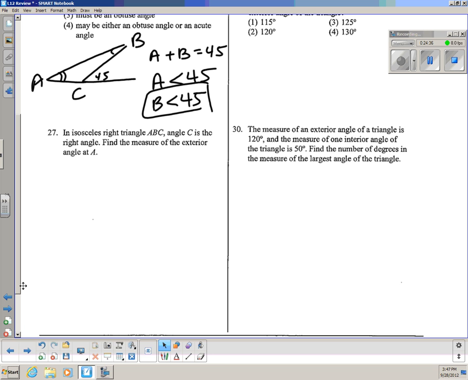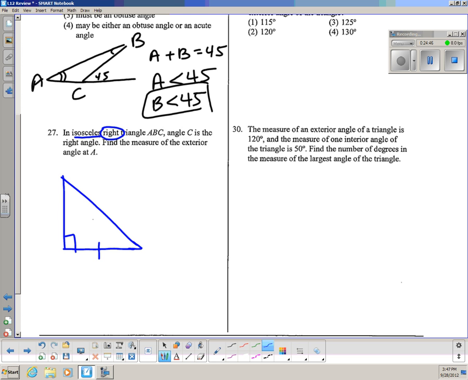27 says, in isosceles right triangle ABC, so two words, isosceles and right. Here it is. I have my right angle, I have my two sides that are congruent, and right off the bat, I have my two angles that are congruent. Angle C is the right angle, and say here's A and B. Right off the bat, I can get the other angles of the triangle, because 180 minus 90 is 90. And 90 divided by 2, because the two angles left over are equal, are each 45.